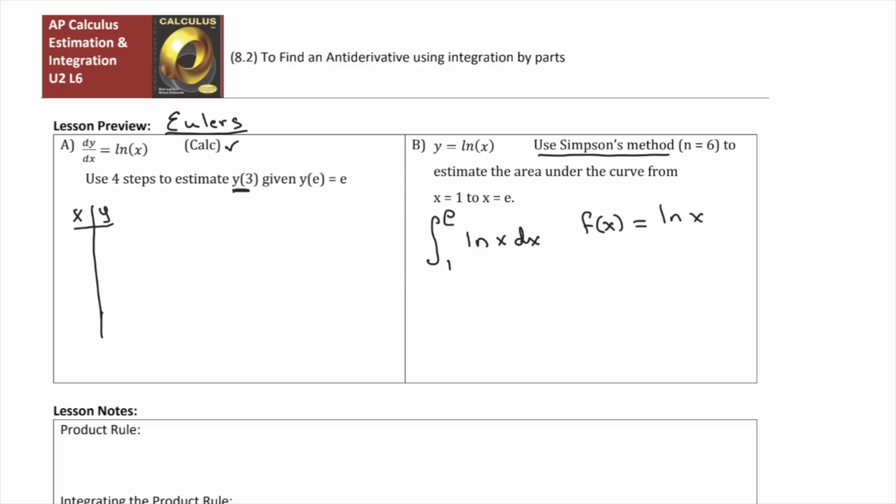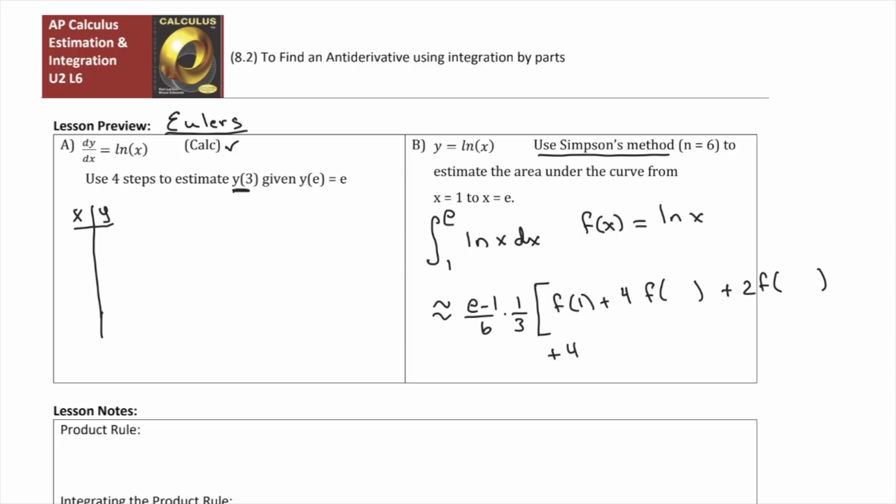Did you recall that the integral, because of Simpson's method, is going to be approximately equal to your delta x, which would be e minus 1 divided by 6, multiplied by 1/3, and then you're going to follow through starting with 1 times f at 1 plus, what's your next value? Should be 4 times your f at 1 plus delta x, then plus 2 f at 1 plus 2 delta x.